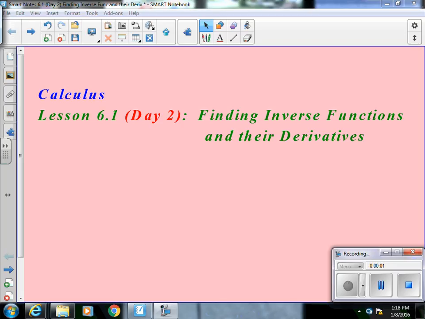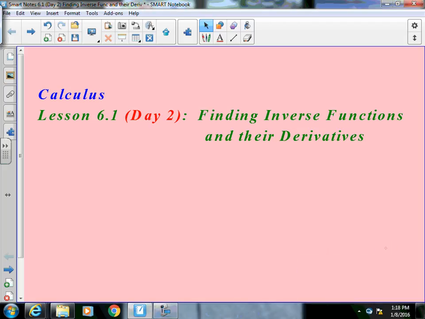Let's discuss a little bit more about inverse functions. We're going to get into how to find them. We're also going to know more about their derivatives before this day's notes is over. So, let's get started.